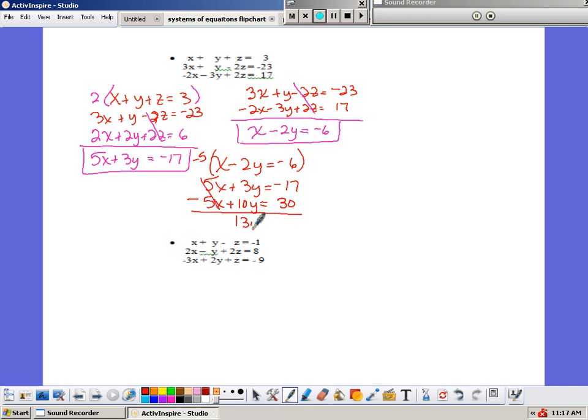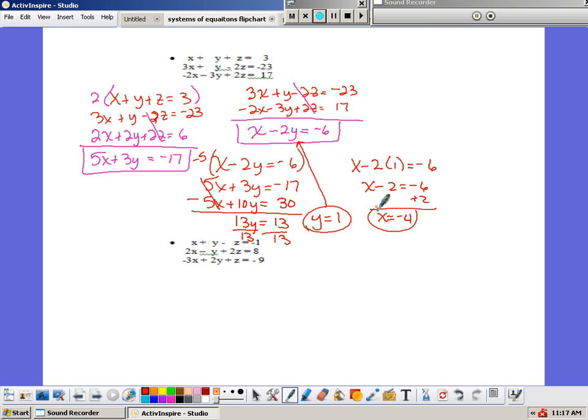Drops. 13y equals 13. Divide by 13. Y is 1. Now I'm going to take that 1 and plug it back into one of the two pink equations. They're my whole equations. I think I'm going to pick this one. It looks easier. X minus 2 times 1 equals negative 6. X minus 2 equals negative 6. Add 2. X is negative 4.